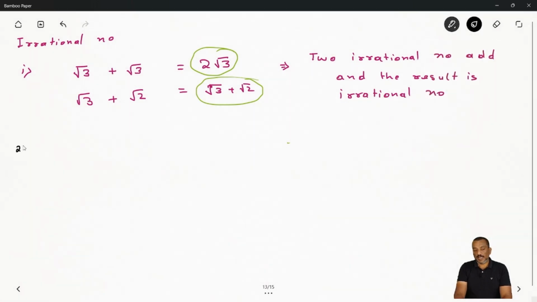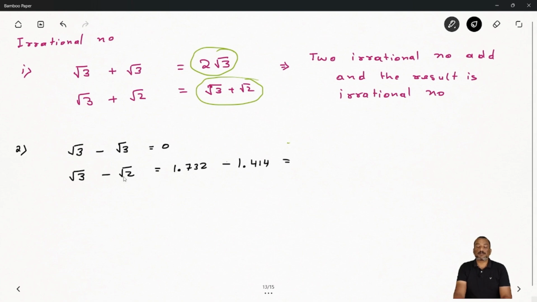Suppose we take the difference of two irrational numbers. If I say root 3 minus root 3, it is the same irrational number, so you will get 0. If I say root 3 minus root 2, there is no operation, you get the same root 3 minus root 2. If you want, you can solve it. Root 3 value is 1.732, and root 2 value is 1.414.